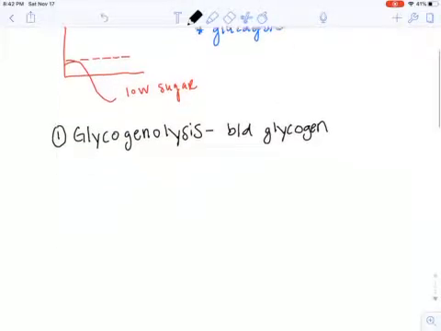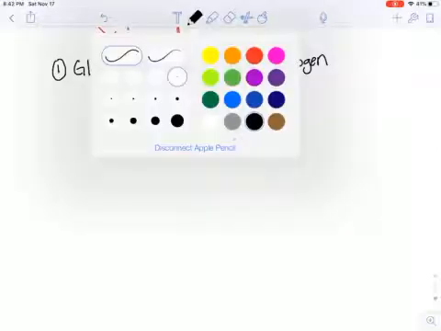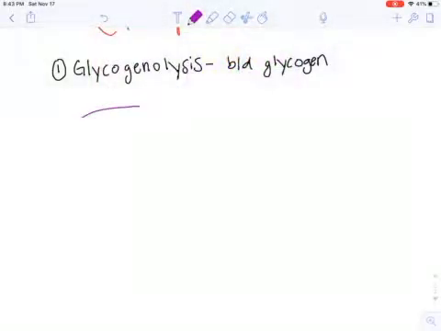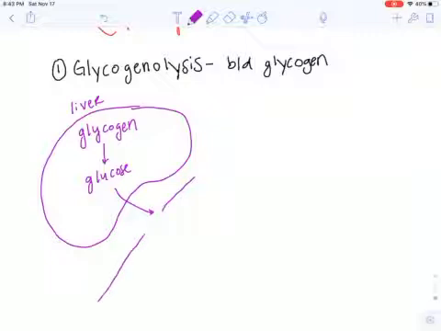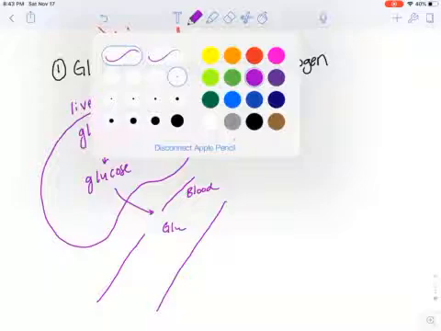Now, there's two different roles that are going to happen. So if we look at the liver first, so here's our liver. The glycogen here is going to be able to provide the blood sugar increase. So glycogen breaks down to glucose. And then glucose can go out into that bloodstream. So if this is our bloodstream, so blood, then that glucose can travel throughout the body.